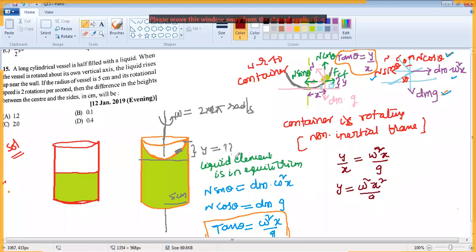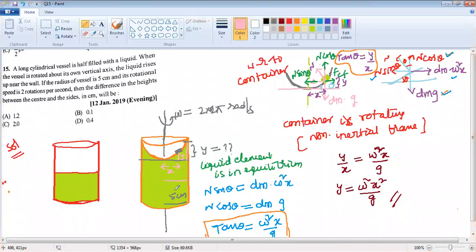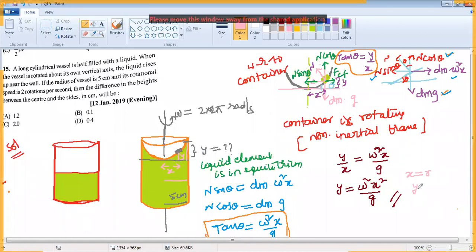What does this give us? Just look at the figure. From this axis, if this is the x distance, then this is the corresponding y distance. Just observe that as x increases, y also increases. So from the question, if x equals the radius, then y gives us the difference in the heights.